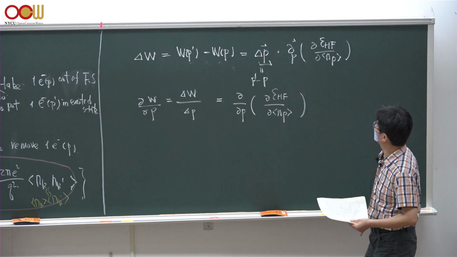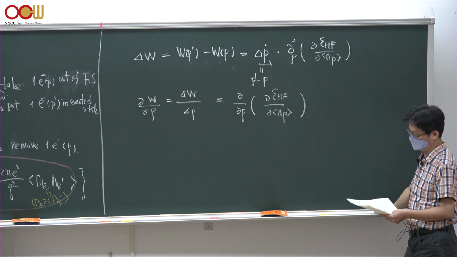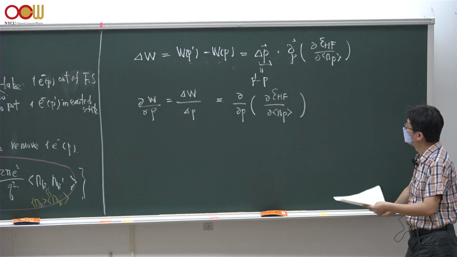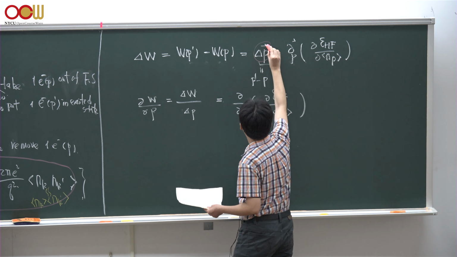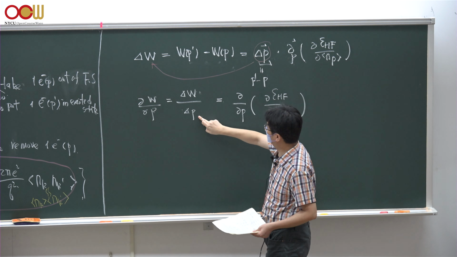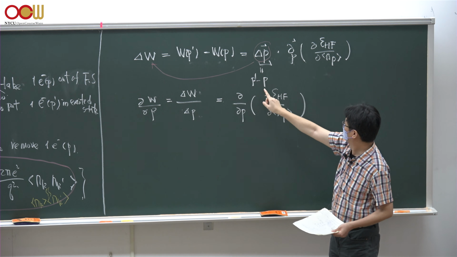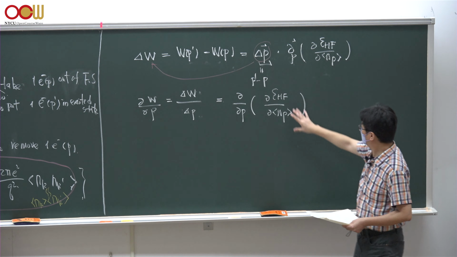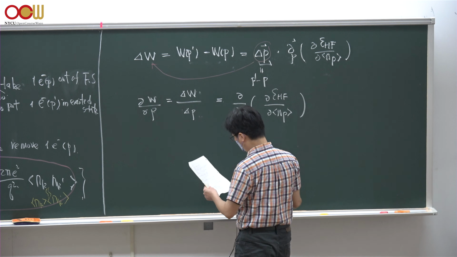Suppose that this dot product is simply the product of these two magnitudes, suppose that p and p prime are going along the same direction. If you move this delta p to the left side of the equation, you get the ratio between delta W and delta p, which is given by the right hand side, the partial p of this stuff. And the stuff inside the bracket is the derivative of Hartree-Fock energy with respect to the occupation. So you know what it is.